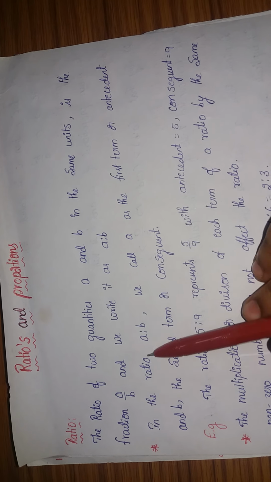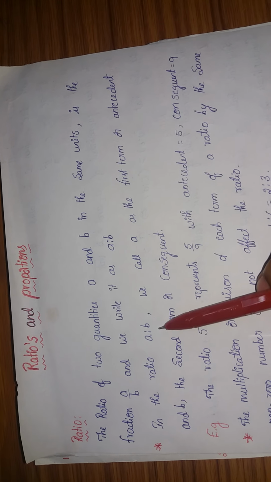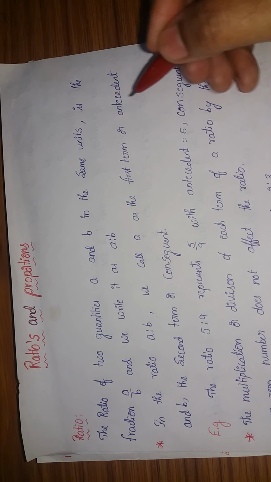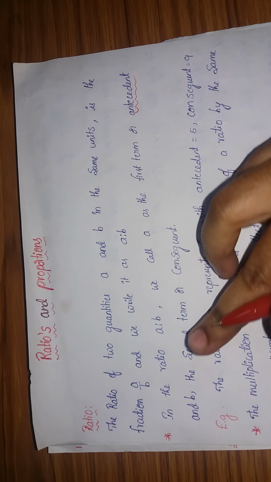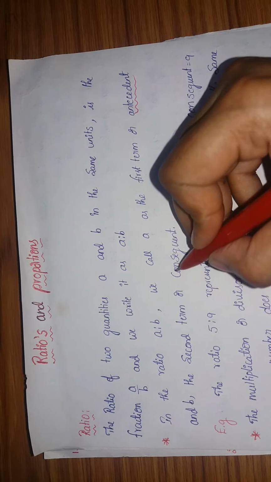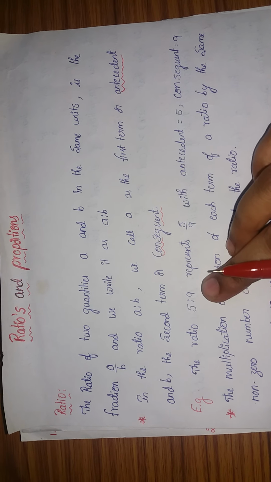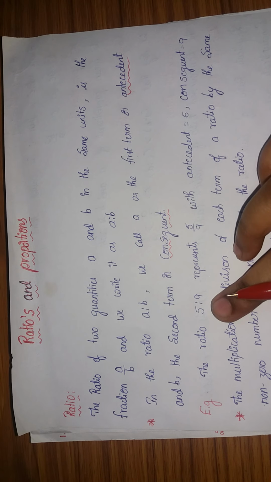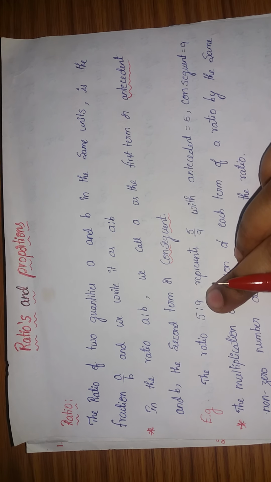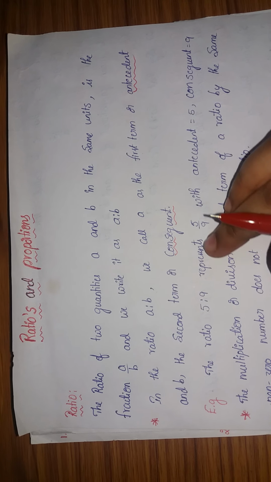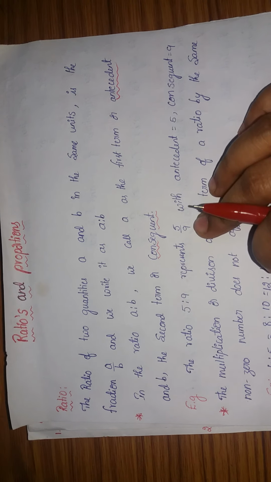In the ratio A is to B, we call A the first term, the antecedent, and the second term B is called the consequent. For example, in a ratio 5 is to 9, 5 represents the antecedent and 9 represents the consequent. It is also represented as 5 by 9.